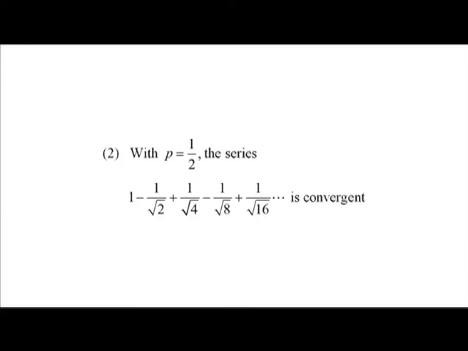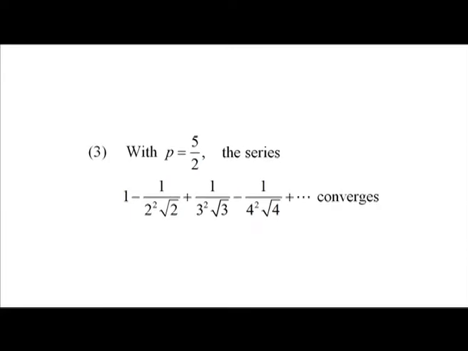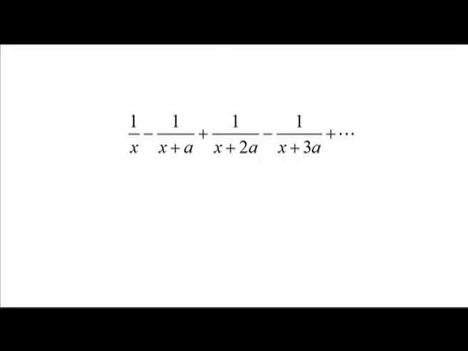is convergent. Third one, with p equal to 5 upon 2, the series 1 minus 1 upon 2 square root of 2 plus 1 upon 3 square root of 3 minus 1 upon 4 square root of 4 plus etc. converges. We test the convergence of 1 upon x minus 1 upon x plus a plus 1 upon x plus 2a minus 1 upon x plus 3a plus etc., x and a being positive quantities.